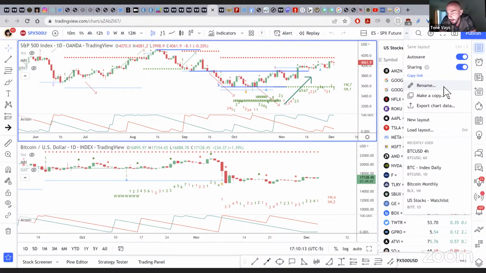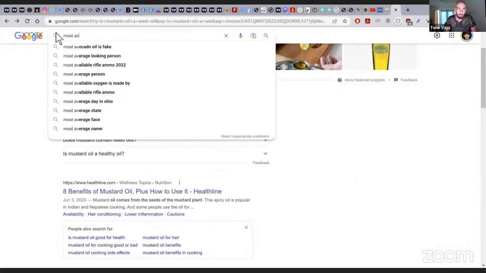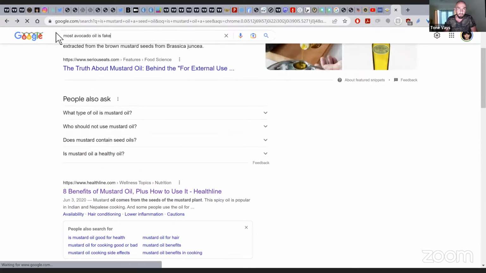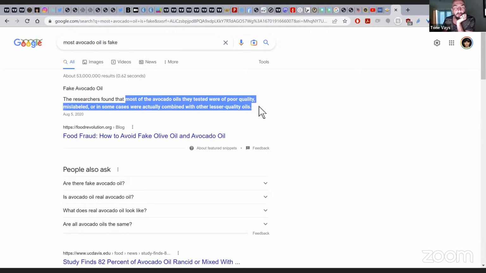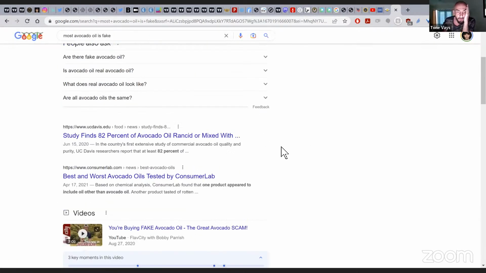I like avocado oil. I use avocado oil. The problem with avocado oil is most avocado oil is fake. That's the problem. Research found that most of the avocado oil they tasted were of poor quality, mislabeled, or in some cases were actually combined with other lesser quality oils. So you really need to do research on avocado oil.